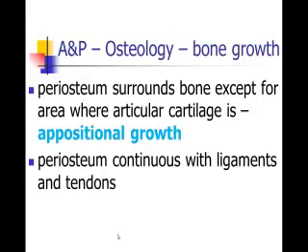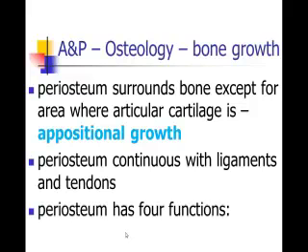Okay. The periosteum is going to be continuous with the ligaments. Ligaments are dense connective tissue connecting bones or bones to cartilage. And it's also going to be continuous with the tendons. Tendons are different from ligaments in that they're also dense connective tissue, but instead of connecting bone to bone or bone to cartilage, they connect the muscles to the bones. The periosteum is going to have four functions, and we'll cover those on the next page.